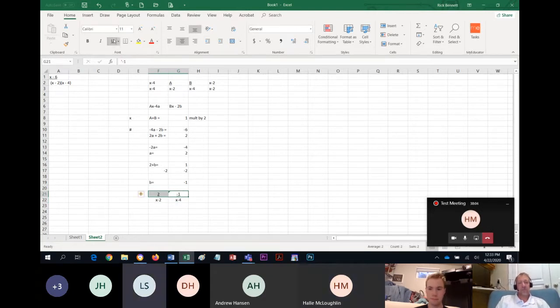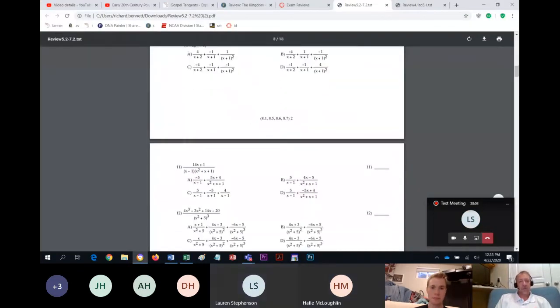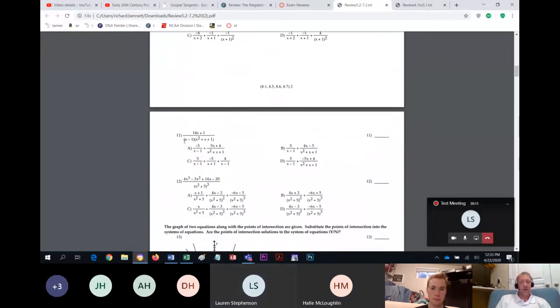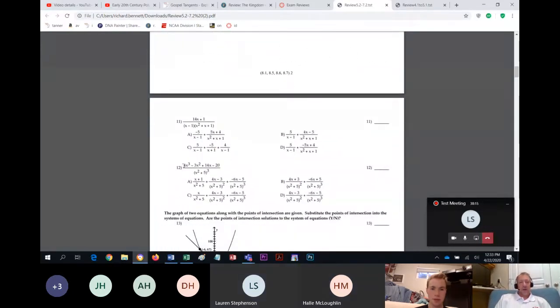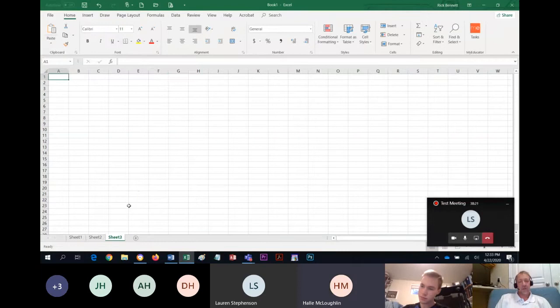Could we also do number 12 from this section? Number 12. Is that partial fractions too? Okay. Number 12, we're going to try this one. So the hardest part about number 12 is the setup. So if you get the setup wrong, you got no chance.